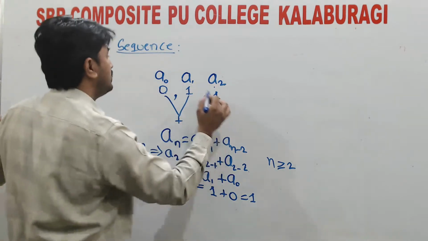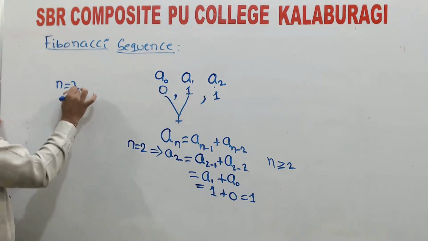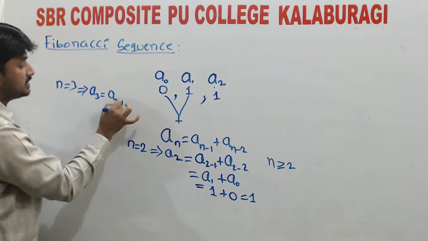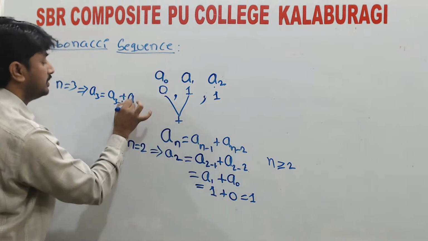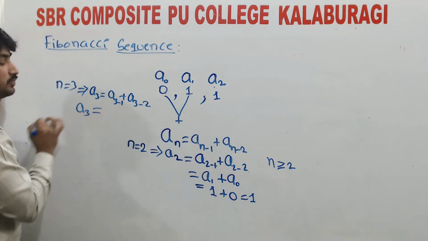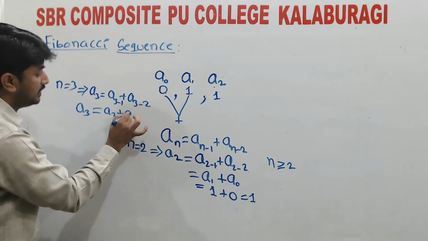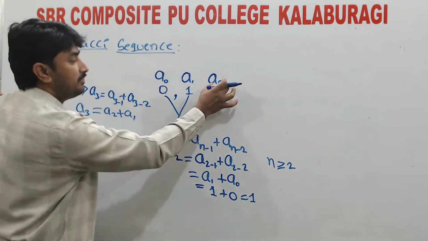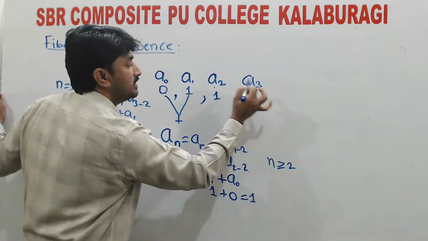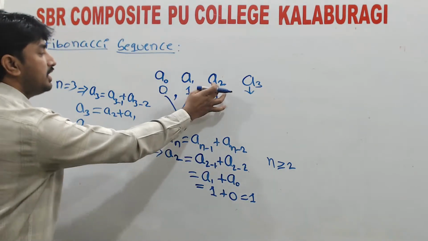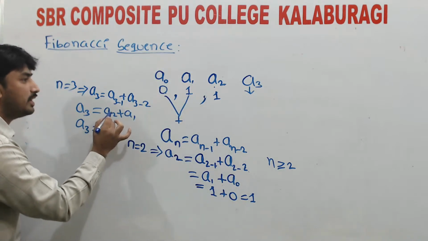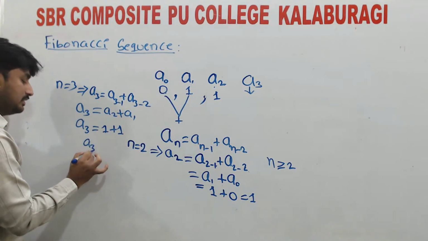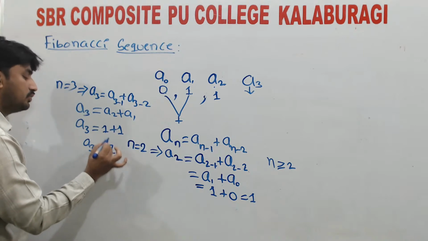Again I am taking n equal to 3, so apply here n equal to 3. The third term value is equal to A3 minus 1 plus A3 minus 2, that is, A2 plus A1. It shows that the A3 term is equal to, already we know the value of A2. We want to find the A3 value here. It means the sum of the A2 plus A1 term values. So the A2 value is 1 and the A1 value is also 1. It means the A3 value, the third term value, is 2.